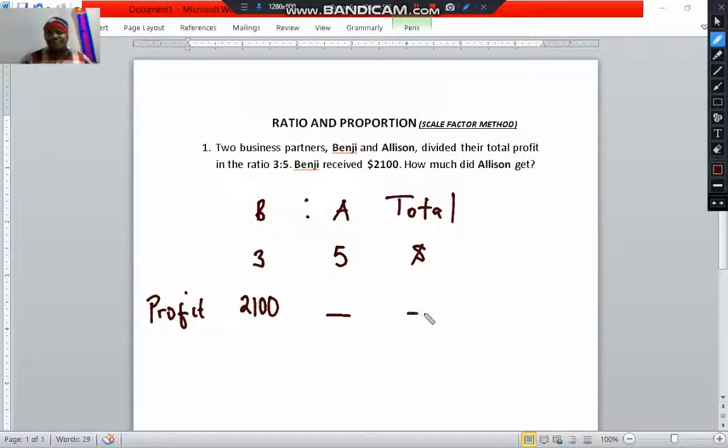We don't know. So now the scale factor method, which I'm going to call SF, is found by you noticing a column that is complete. So in this case, look at this. We've got Benji's column. This column here is very nicely completed. You can see there is a ratio for Benji and there is the amount that Benji gets. So how do we find the scale factor? The scale factor is found by the amount that Benji gets, or the second row, divided by the ratio. So in this case Benji had 2,100. We divide this by 3. If we do this nicely, we would find that the scale factor gives us 700.